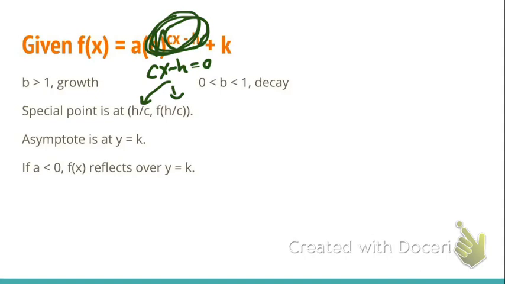The asymptote is always going to be correlated with the shift up or down, so the vertical shift. So that number will tell us our asymptote. And if a is negative, that could be a reflection. So if you negate the entire function, put a negative in front of f of x, that's going to reflect it over the x-axis. So it's just going to reflect over the asymptote if you reflect after your translations. But if you do it at the beginning, it'll just be reflecting over the x-axis.